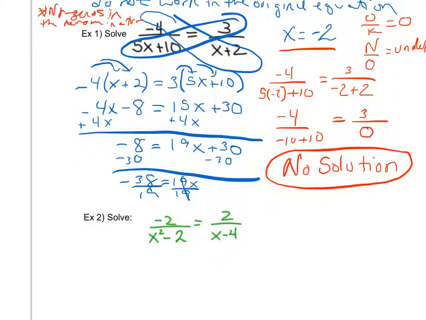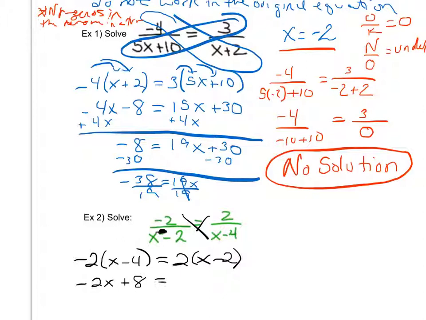Looking at example 2, remember when I said I'm going to change something? This is what I'm changing. It should not have this square on the bottom. We have not yet learned how to solve quadratic equations, so store that away. You'll learn it this year, just not quite yet. So I'm going to solve this by cross multiplying. Again, I'm going to group the x minus 2 and the x minus 4 together. So I have negative 2 times (x minus 4) equals 2 times (x minus 2). That gives me negative 2x plus 8 equals 2x minus 4 after I distribute.